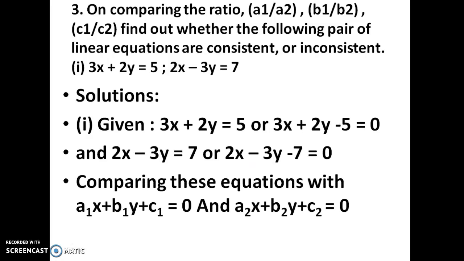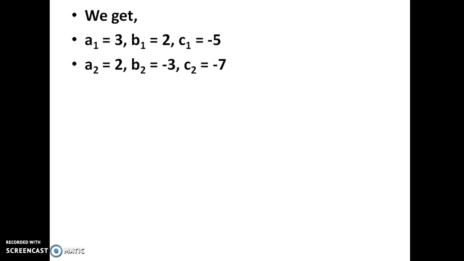Comparing this equation with the standard form, we can write a1 equal to 3, b1 equal to 2, c1 equal to 5, a2 equal to 2, b2 equal to minus 3, c2 equal to minus 7. Now a1 by a2, that condition we have to find out.